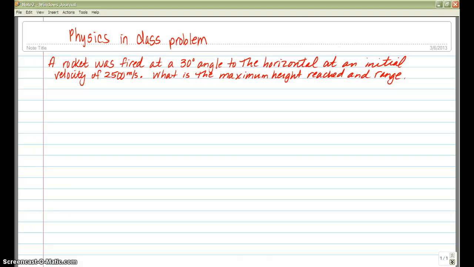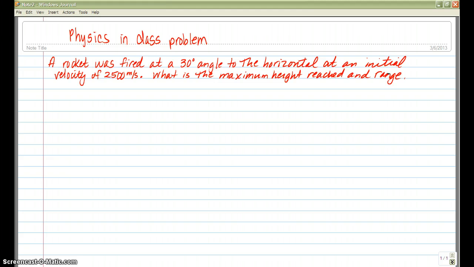Hello everybody. So here's the problem that I presented to you in class. A rocket was fired at a 30-degree angle to the horizontal at an initial velocity of 2,500 meters per second. We want to determine our maximum height reached and the range that this rocket travels. So first thing, this problem is going to involve SOHCAHTOA.